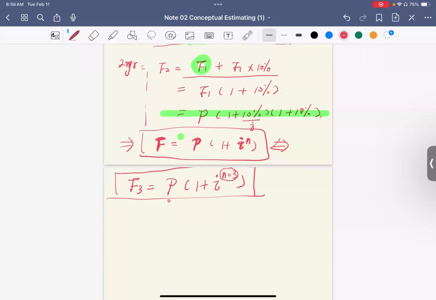Yes, Dr. Yuhan, is n just on I, the interest rate, or is it outside of the parentheses of 1 plus I? n is on the outside, as the exponent of the parentheses. Okay, all right, thank you. Can you say what the F and the P mean again? F is the future, and P is present. Okay, so future means later in the future, and P is now, currently.